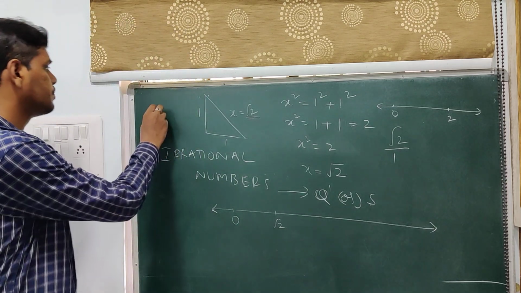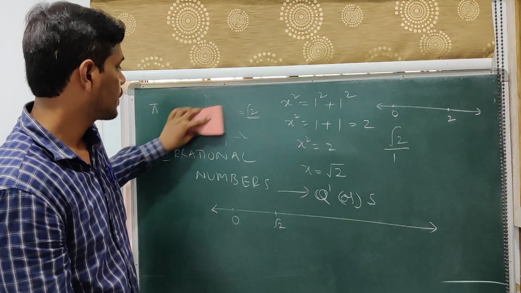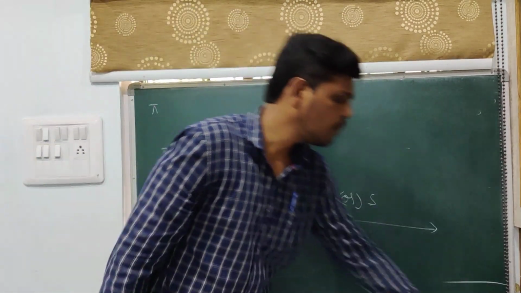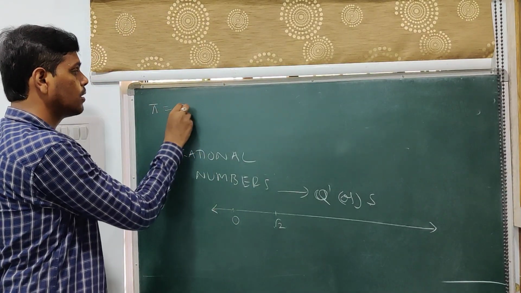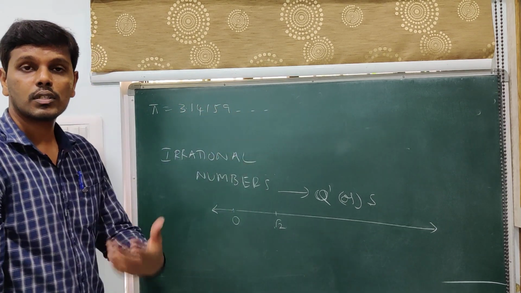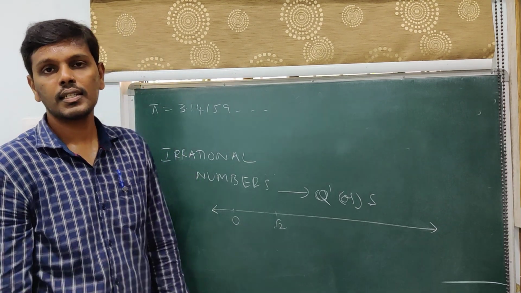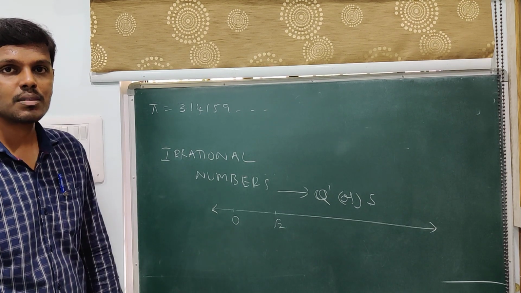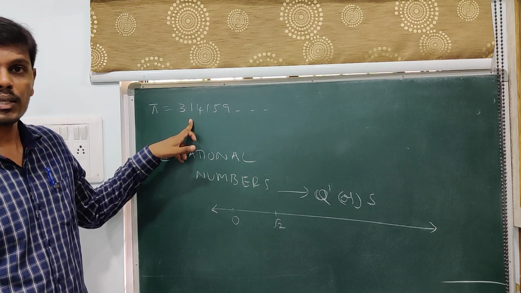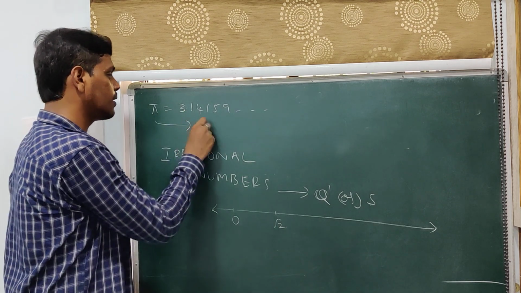Now how about pi, which we discussed in the chapter called circles in the previous class, class 8. Pi is 3.14159 and it keeps going. What is the decimal expansion of a rational number? It should be either a terminating decimal or a non-terminating repeating decimal, but pi is neither. Therefore this is not a rational number, hence it is called an irrational number.